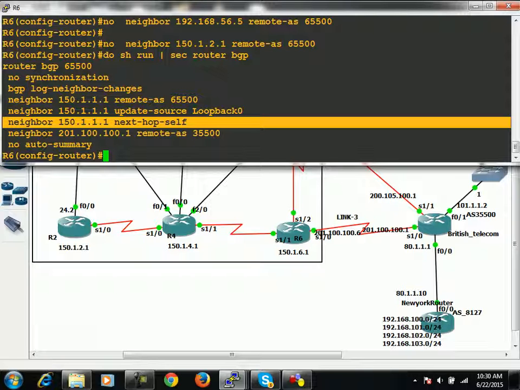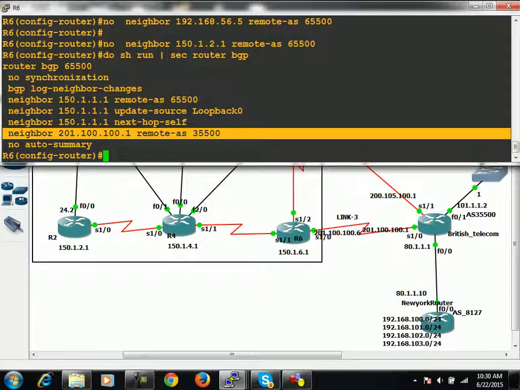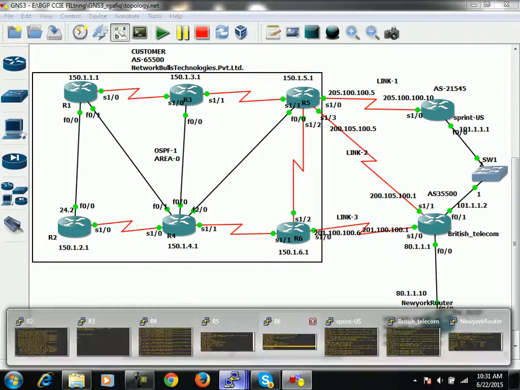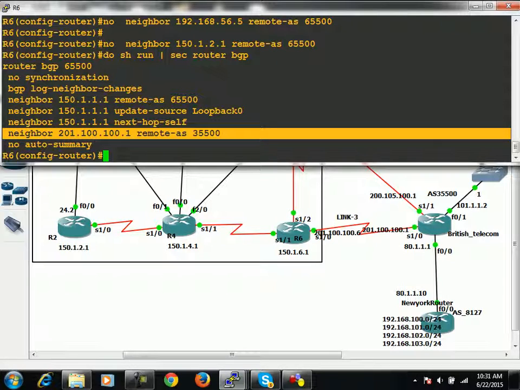But if you want to change your next hop address, you have two options, either using next-hop-self, but the next-hop-self command can be configured only on edge routers, and after that you can modify the next hop addresses using route maps. So this time it is also having neighborship with the EBGP neighbor BT. See, this is BT's address 201.100.100.1, as you can see here in this diagram as well. This is BT and its AS is what? 35500. See, this is the command.